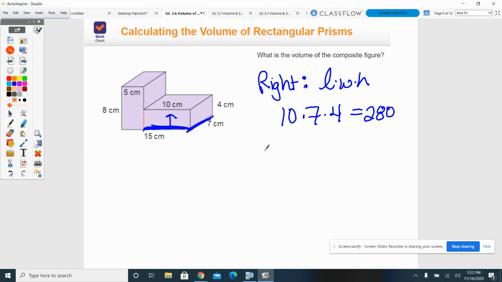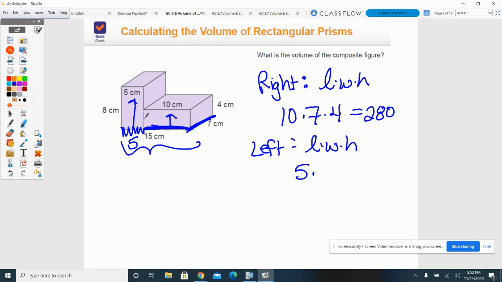How about the guy on the left? Length times width times height for him. Well, what is this going to be? Well, that was 10. The whole bottom is 15. This little piece has to be 5. And also, you could get that clue from the top. So that's 5 times the width, which is still the same. Even though you can't see it, they are all touching.